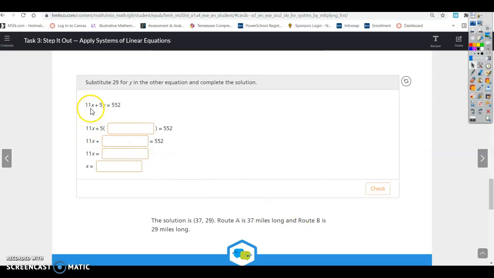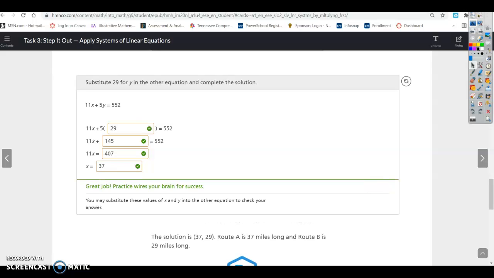All right, so we've got 11x plus 5y equals 552. So we're just going to simply put 29 in here. And then once I do that, 29 times 5 is 145. And then I'm going to subtract 145 from 552. So that leaves just 11x on this side, and 552 minus 145 is 407. And if I divide both sides by 11, I get 37.